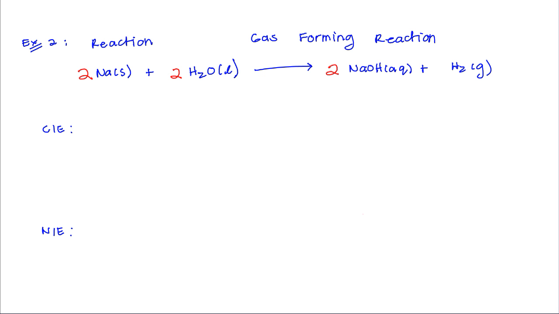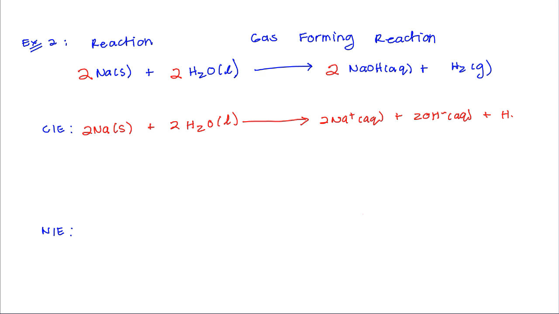So remember that sodium is a solid, so we leave it as is. And water is a liquid. We're also going to leave that as is. Remember that the only thing we're splitting apart is something that has aqueous next to it. So the sodium hydroxide we can split apart into ions. We have 2 Na+, and we have 2 OH- aqueous. Hydrogen gas is not aqueous, so we're going to leave that as H2, exactly how it is.